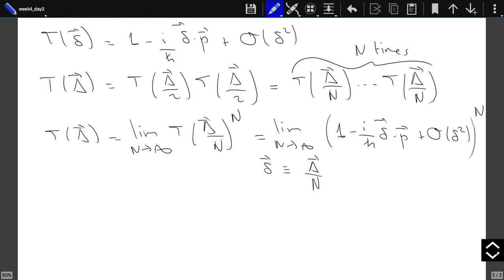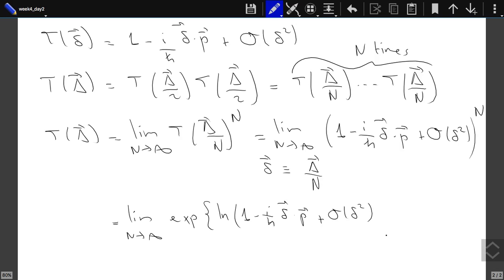Now let me do one more step. This is equal to the limit as n goes to infinity of the exponential of the logarithm of 1 minus i over h bar delta dot p plus terms of the order of delta squared, to the power n. Well, exponential of a logarithm is the expression inside the logarithm. I didn't really do anything over here.